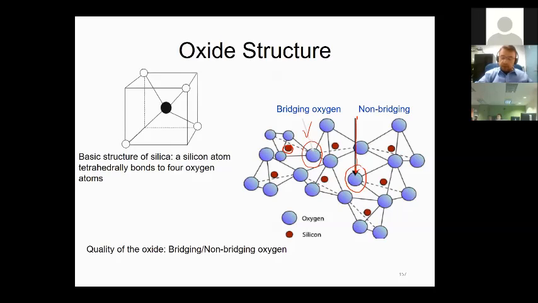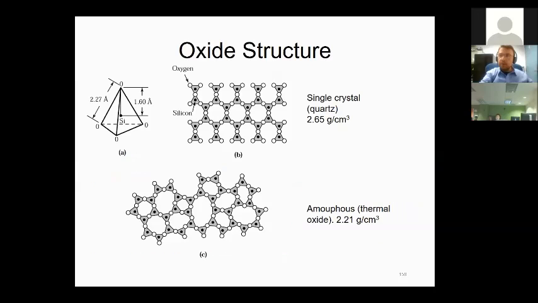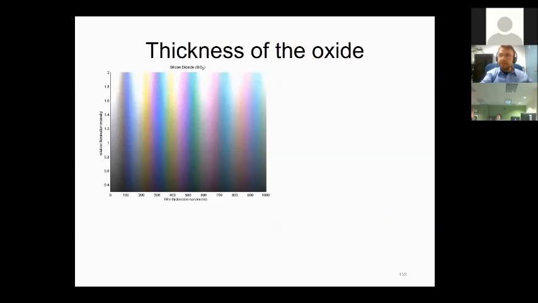They will be called the non-bridging oxygen atoms, and the ratio of these two will give you an idea about the quality of your oxide. If the majority of your oxide is non-bridging, it will be a lower quality oxide compared to the case when you have mostly bridging oxygens. Of course, you can have quartz in the crystal structure. That will be a different scenario. I'll be talking about the thermal oxide. This is the situation we have here as the amorphous material.